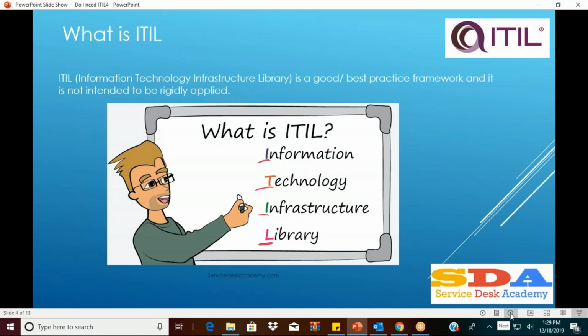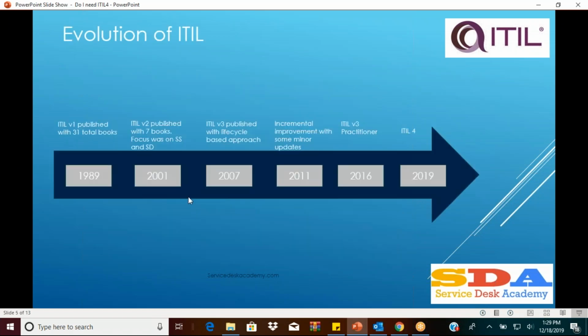We are moving on to the next slide, evolution of ITIL. So if you look at the slide, the first one, ITIL V1, was published in 1989. Okay, and it was with a total of 31 books.